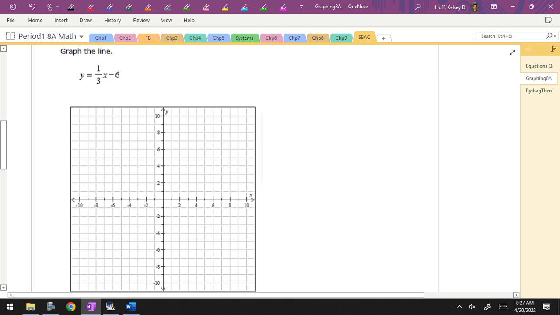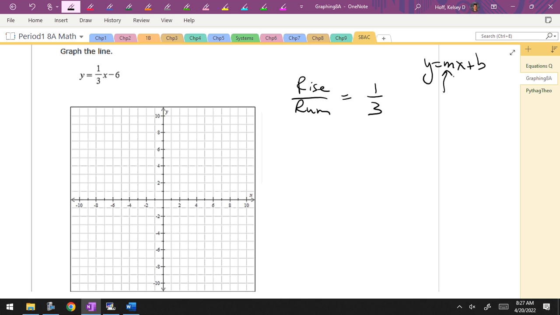How do I graph this line? y equals 1/3 x minus 6. Jack, remember something. What do you remember? Rise over run. Which one of those numbers is my slope? My 1/3, the number in front of my x. Because remember, y equals mx plus b. My slope is the number in front of x. So if I have a rise of 1 and a run of 3, what are my direction words I'm going to use with that?